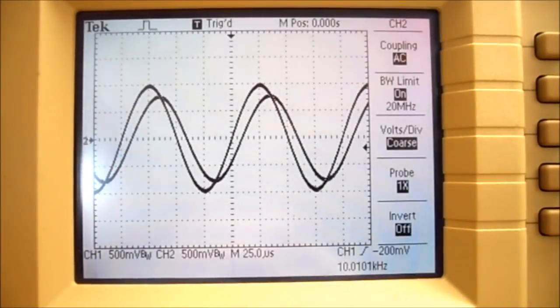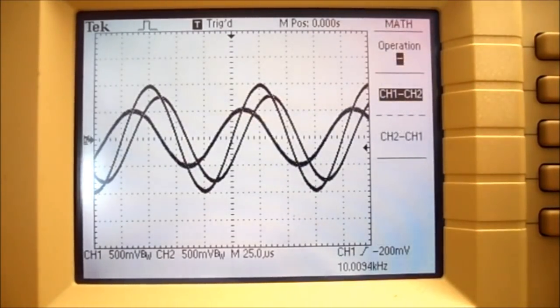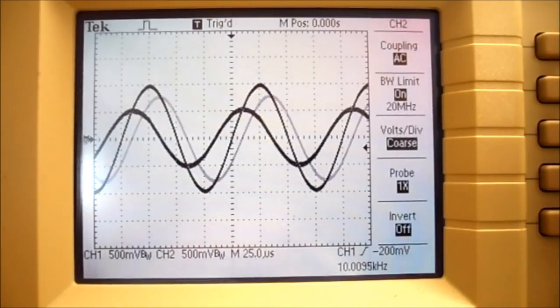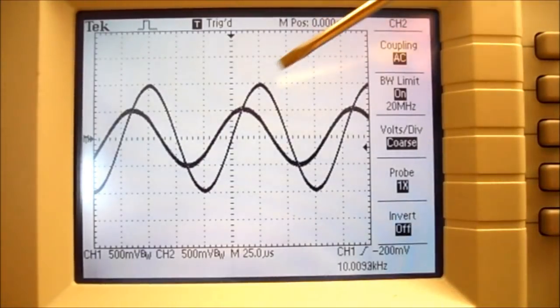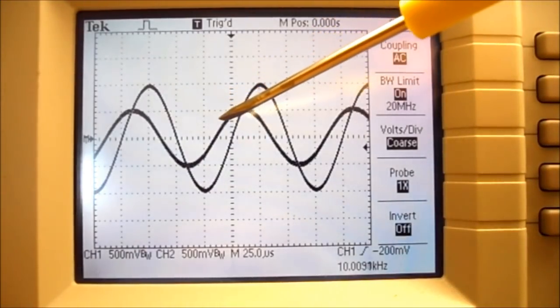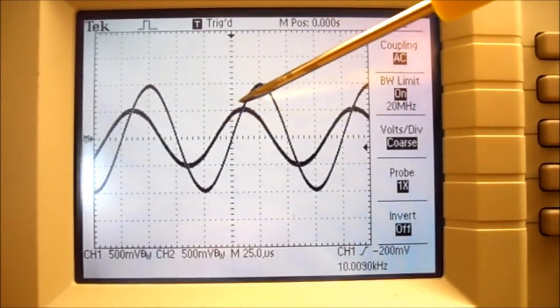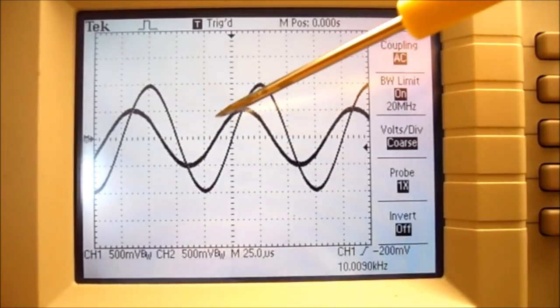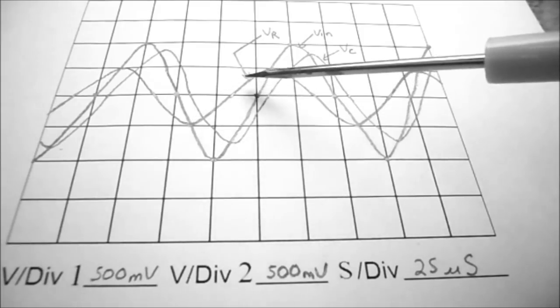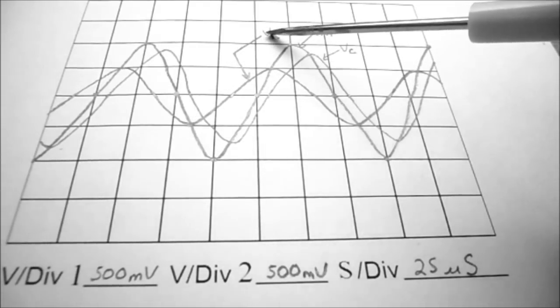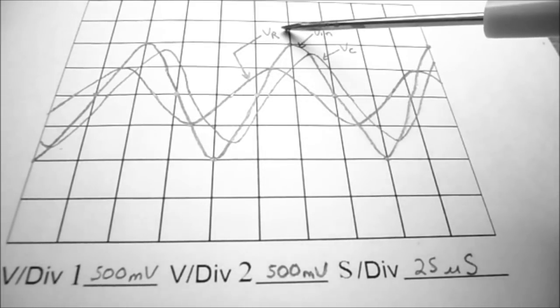Now to draw VR, put the math menu back on again and turn off channel 2. Now you can see the input voltage versus the voltage across the resistor, and now you can sketch that in. So this smaller waveform is the voltage across the resistor, so I've labeled it VR.